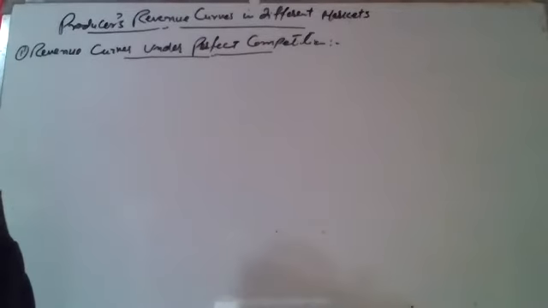First of all, we will take revenue curves under perfect competition, or in the perfect market. We have different market situations. We have perfect market. We have monopoly. We have monopolistic competition. First of all, write down revenue curves under perfect competition.